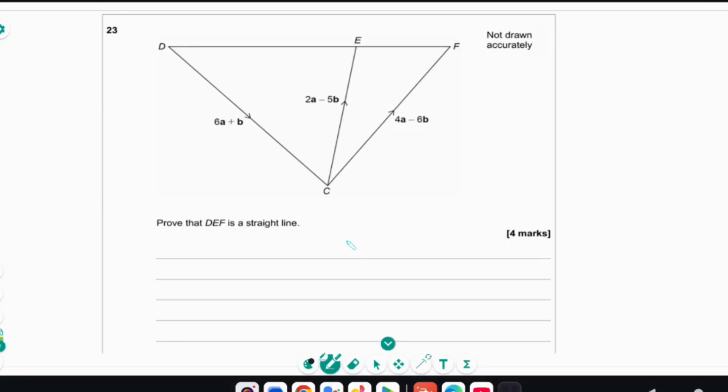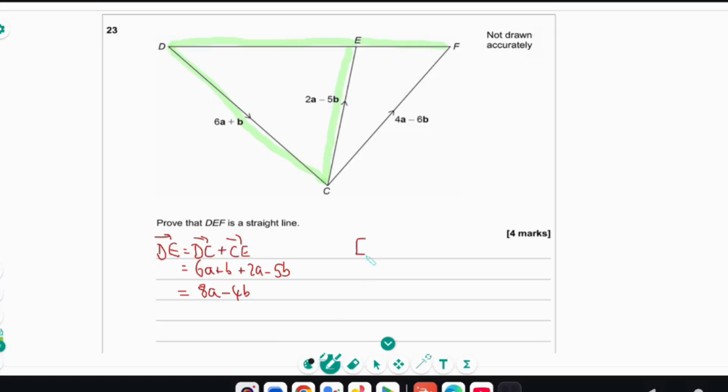Prove that DEF is a straight line. So using a vector method, I'm going to find DE and I'm going to find EF. So DE is equal to DC plus CE. This is the journey I'm going on. So it's 6A plus B, 2A minus 5B, which simplifies to 8A, 1B minus 5B is minus 4B.